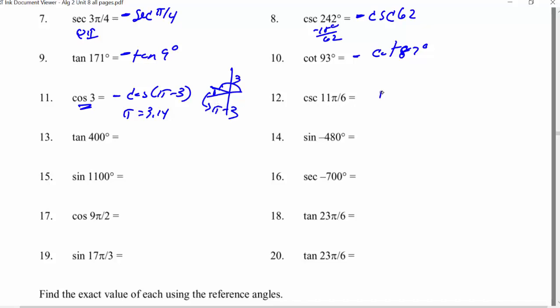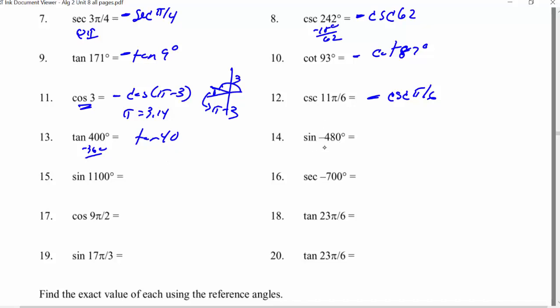Cosecant of 11 pi over 6. So that's going to be the cosecant of pi over 6. Now this is in the fourth quadrant, so I need a negative. Tangent of 400. Well, if I subtract 360, that's like the tangent of 40. They're both positive. Tangent of 400 is coterminal with tangent of 40.